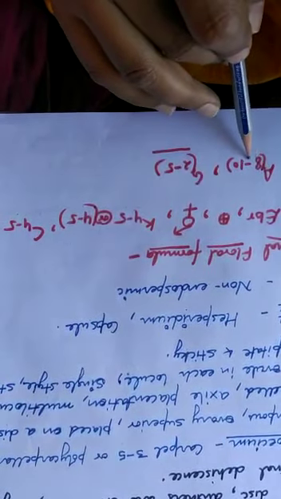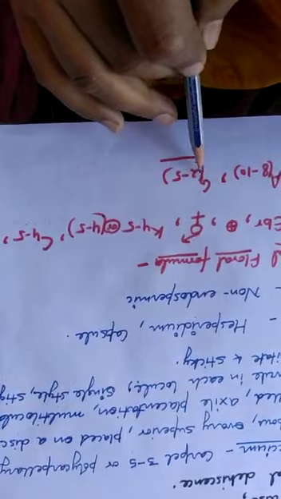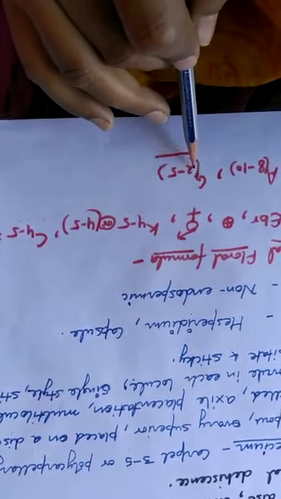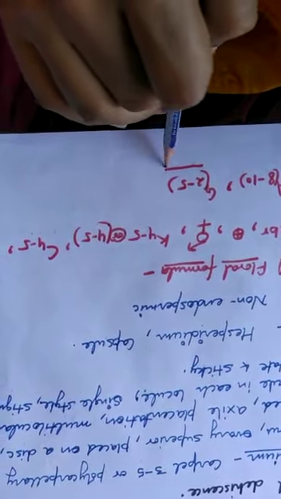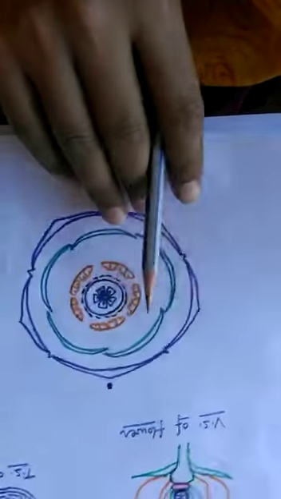Androecium is 8 to 10, present in groups and these are fused, and the gynoecium is 2 to 5 and it is superior and syncarpous condition is found.